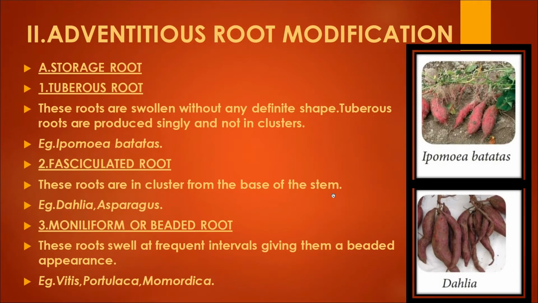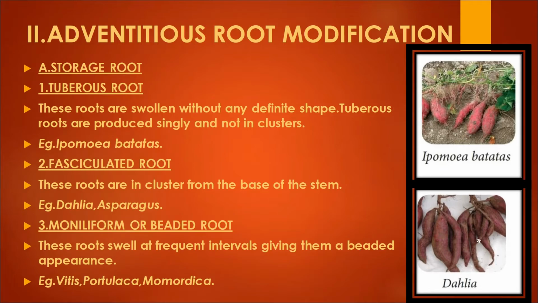Secondly, adventitious root modification for the purpose of storage first. This is again classified into tuberous root, fasciculated root, nodulous root, moniliform root and annulated root. Tuberous root. These roots are swollen without any definite shape. Tuberous roots are produced either singly or in clusters. Example, Ipomoea batatas, Vallikkilangu they say in Tamil.